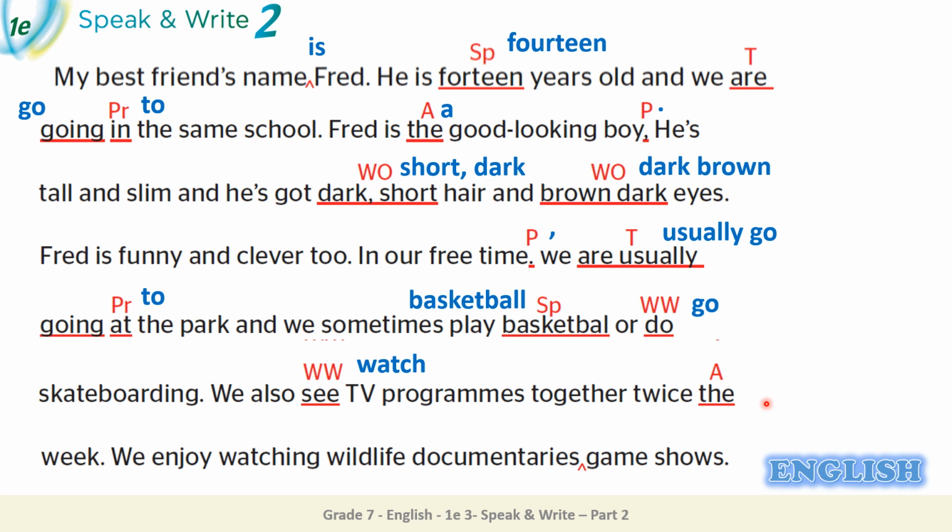That's perfect. A means an article. So the article is wrong. So we watch TV programs twice a week. We don't watch the TV programs twice a week, because this is a non-definite situation. That's perfect. Now let's move to the last mistake in the last sentence.